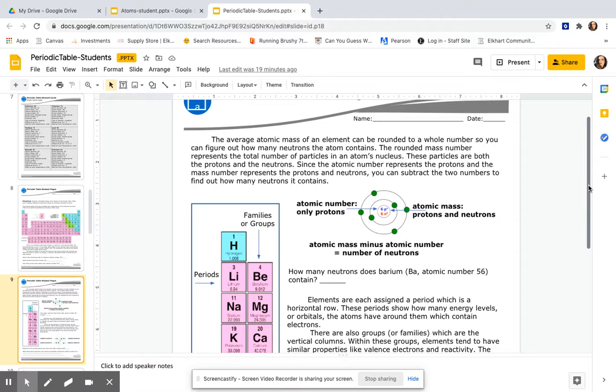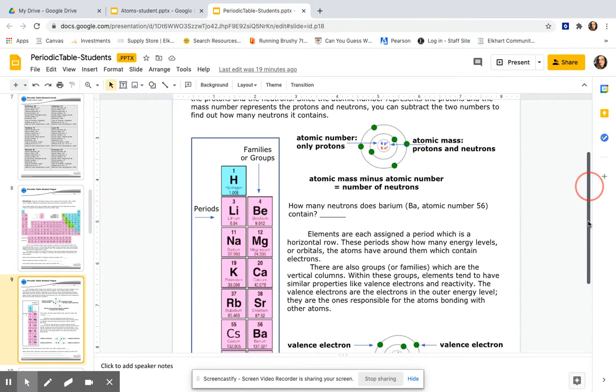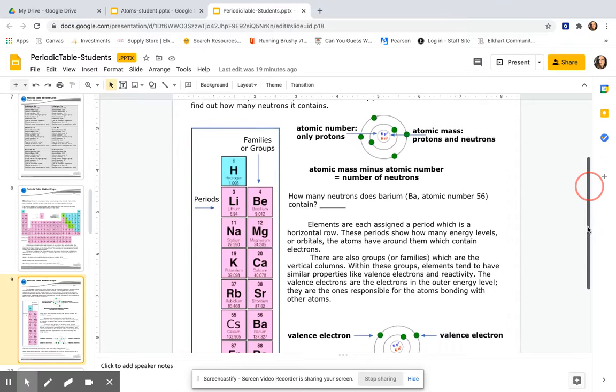The average atomic mass of an element can be rounded to a whole number, so you can figure out how many neutrons the atoms contain. The rounded mass represents the total number of particles in an atom's nucleus. These particles are both the protons and neutrons. Since the atomic number represents the protons and the mass number represents the protons and neutrons, you can subtract the two numbers to find out how many neutrons it contains. How many neutrons does barium contain?